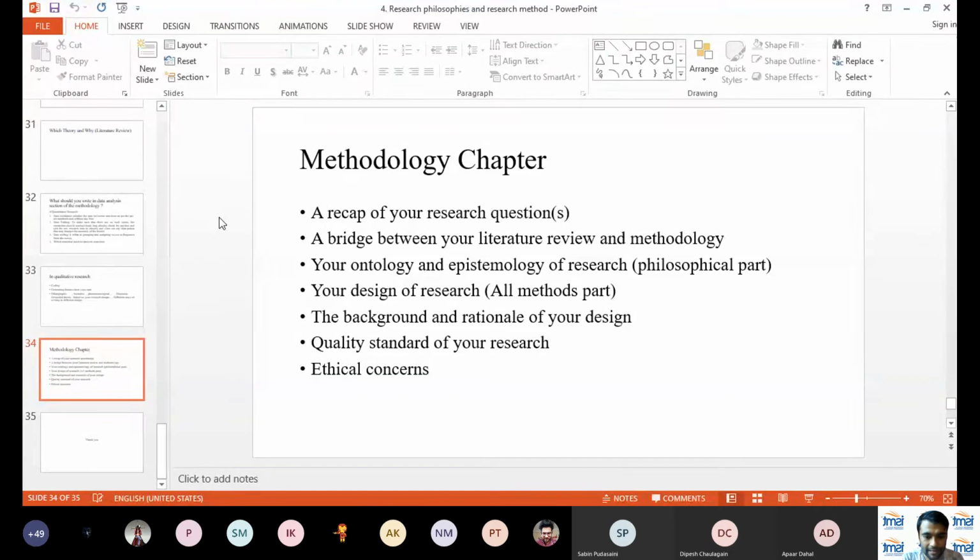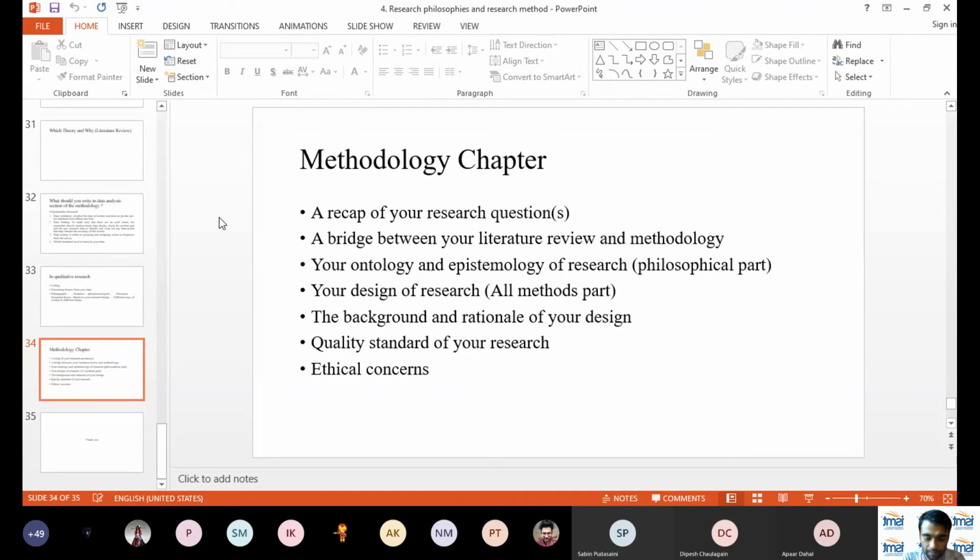And the quality standards for your research: reliability, validity, confirmability, replicability, and so on. And if there is any ethical concern regarding the research, you should also indicate that in the methodology section. So you can write the methodology in this way, in the final report also.